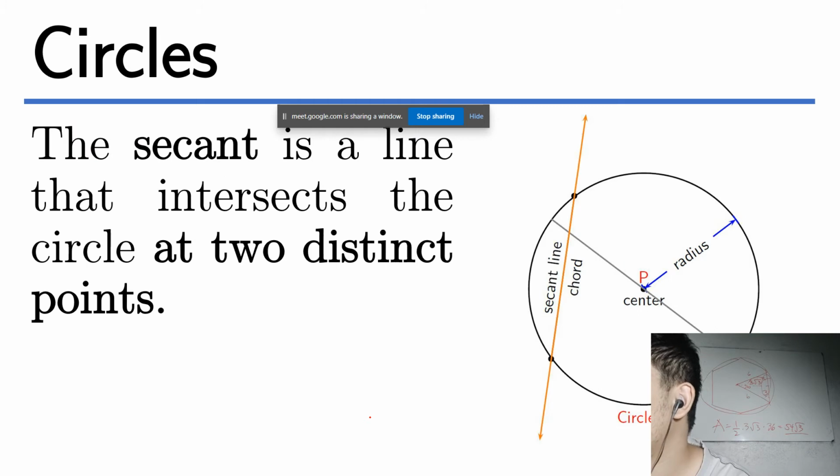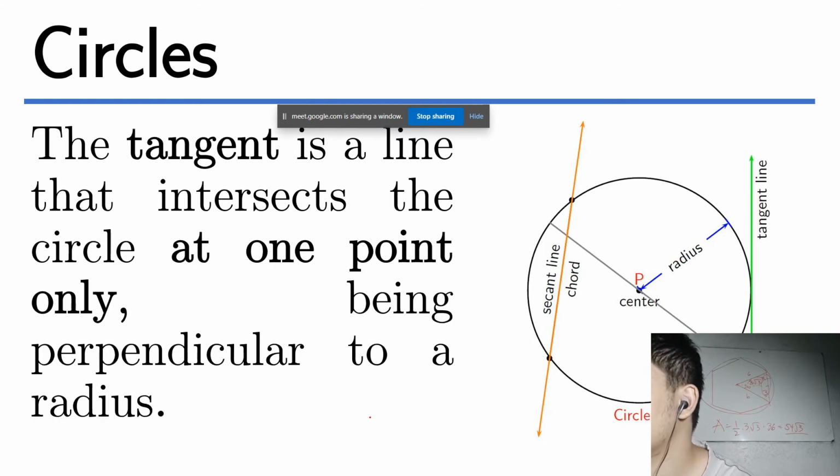Second naman ay secant, a line that intersects the circle at 2 distinct points. Line siya, hindi siya line segment, no? Yun ang pinagkaiba niya. Pero, yung tangent is also like a secant, pero take note, intersects the circle at 1 point only. Then, as we'll know later through a theorem, yung radius perpendicular parate sa tangent line. Okay? The point kung saan yung tangent line touches is called the point of tangency. Okay?